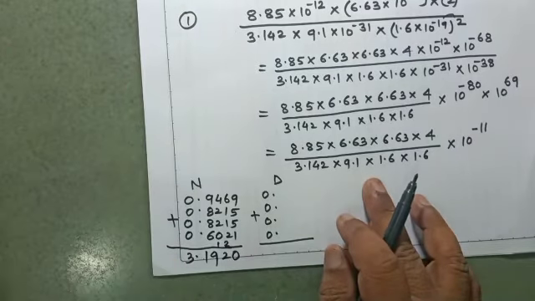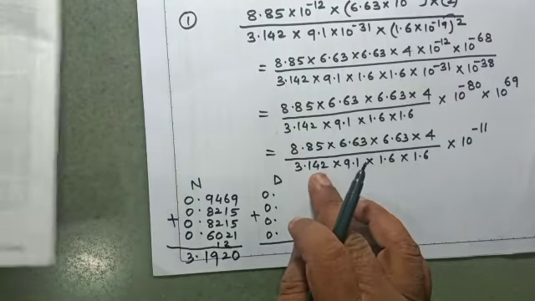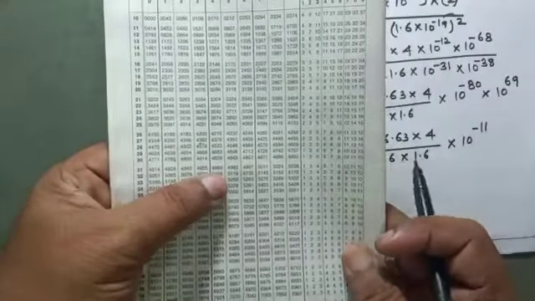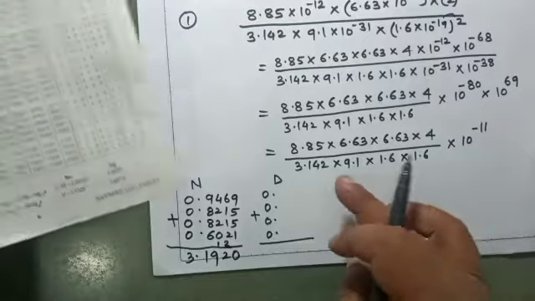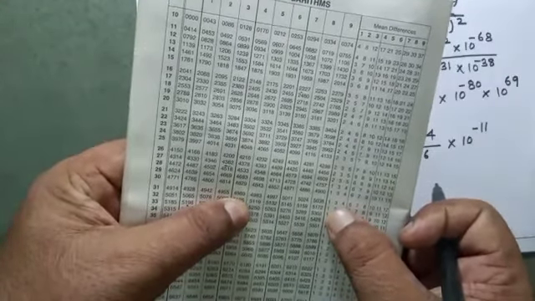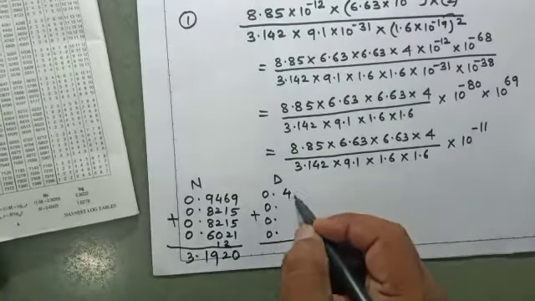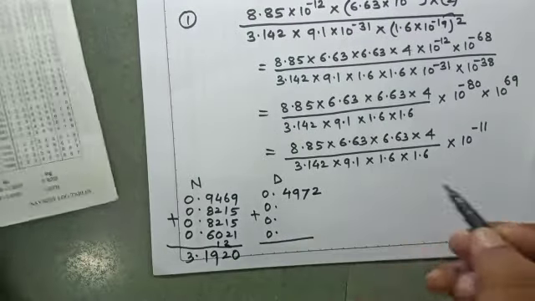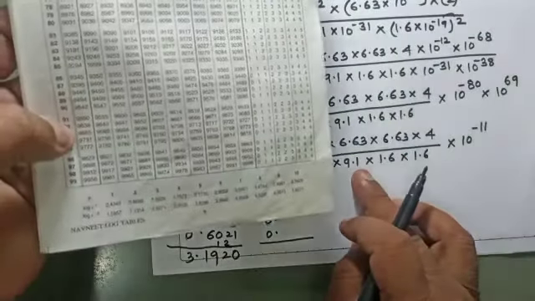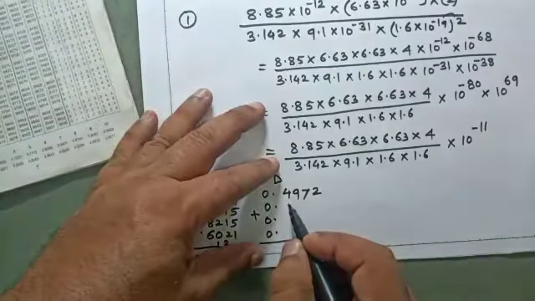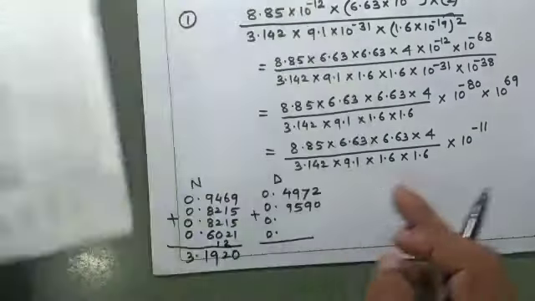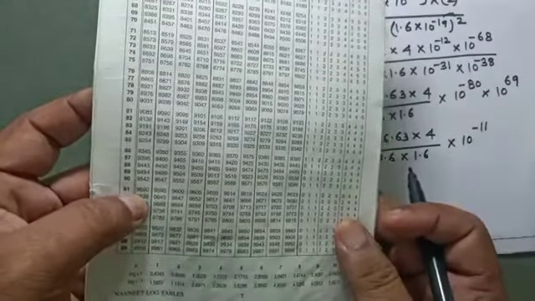In the denominator we can see 31 in 4 and 2 is the mean difference. When we see 31 in 4, that is 4969, and 2 is the mean difference. So 2 having value 3, 69 and 3, that is 72. So we can write 4972. If we can see 9.1, that is 91. 91 in 0, that is 9590.